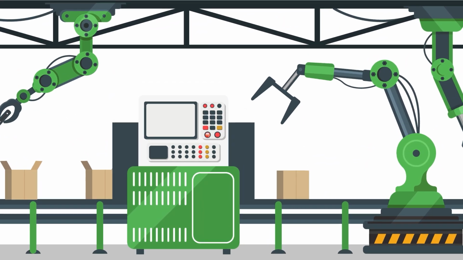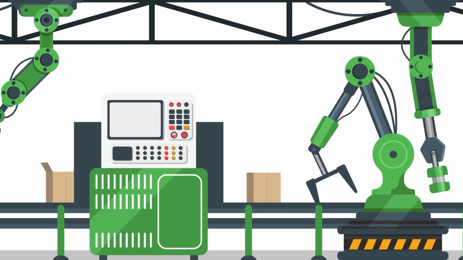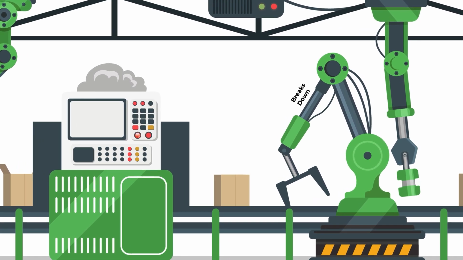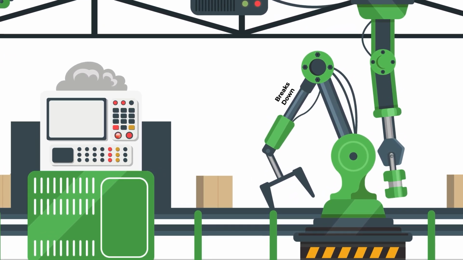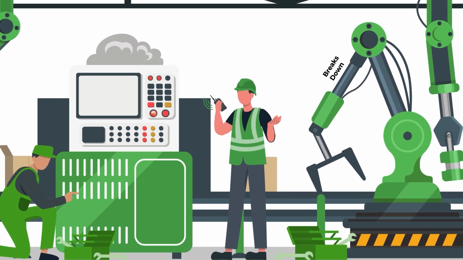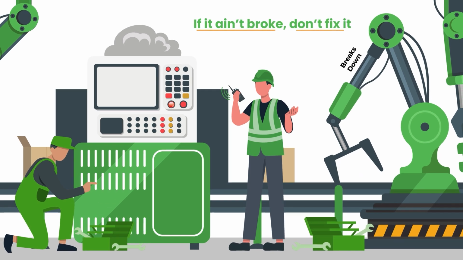Reactive maintenance is the simplest, least strategic way to approach asset management. Reactive maintenance departments let assets run until they malfunction or break down completely. Only then do they call in maintenance for repairs or replacements. It's the maintenance program equivalent of saying, if it ain't broke, don't fix it.